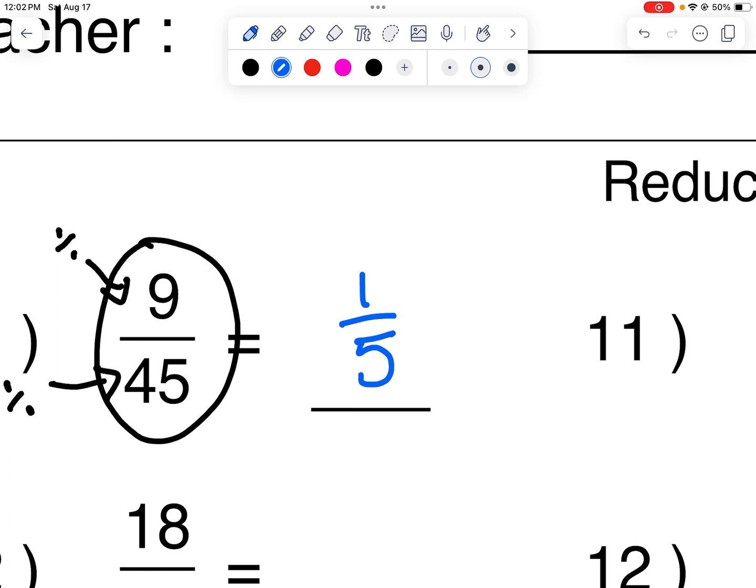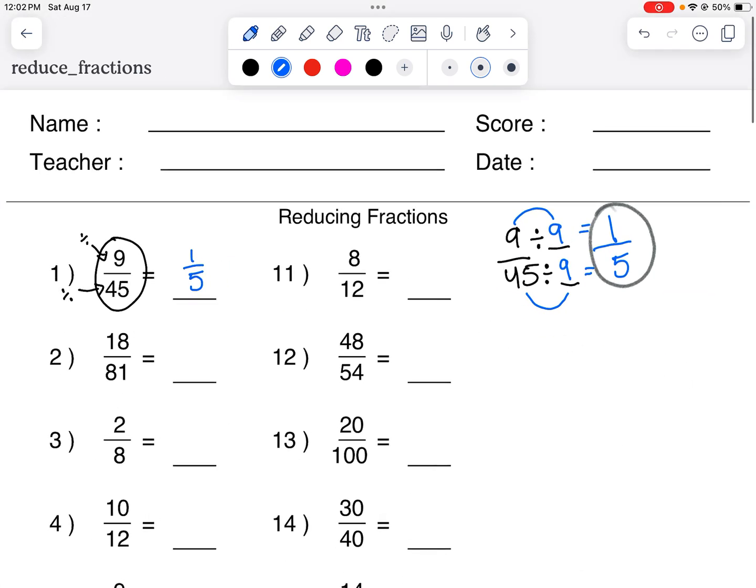Okay. If you need any help with this Math Center, talk to someone next to you about it. If they don't understand, then go ahead and ask your teacher.